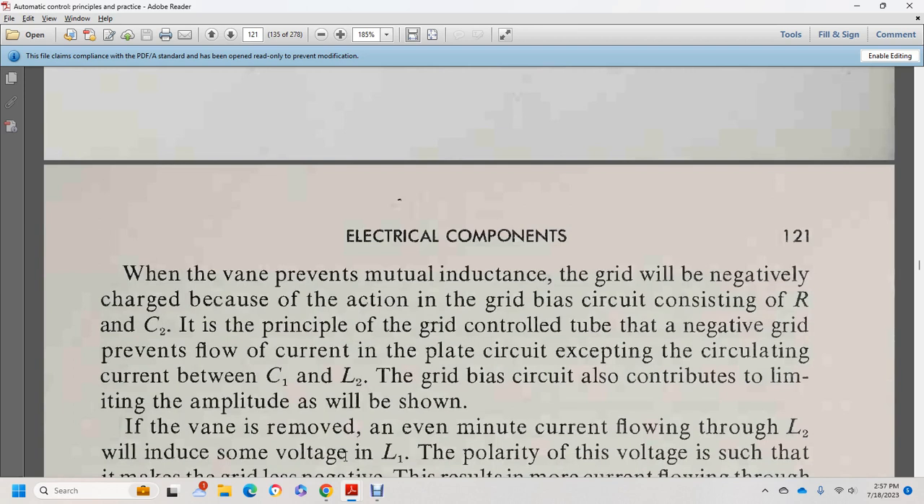When the vane prevents the mutual inductance, the grid will be negatively charged because of the grid bias action of the circuit consisting of the resistor and capacitor 2. By the principle of the grid control tube, a negative grid prevents flow of current in the plate circuit, while the current circulates between capacitor 1 and inductor 2. The grid bias of the circuit also contributes to limiting the amplitude, as will be shown.